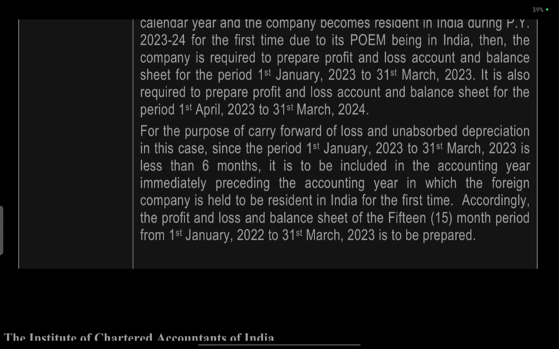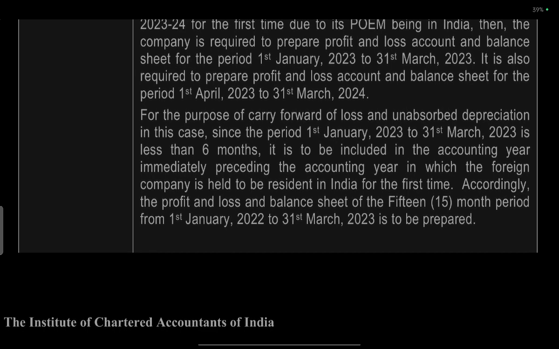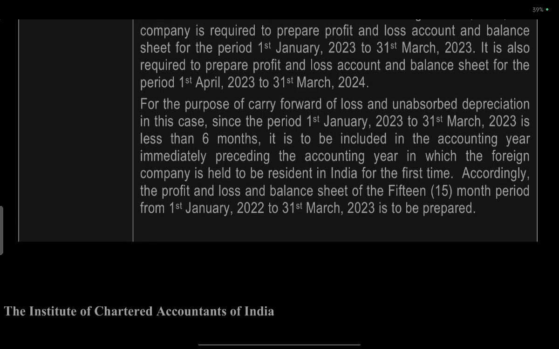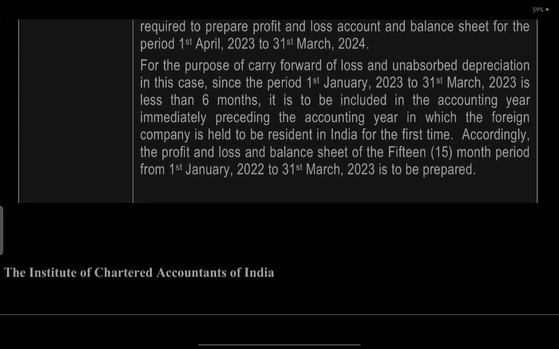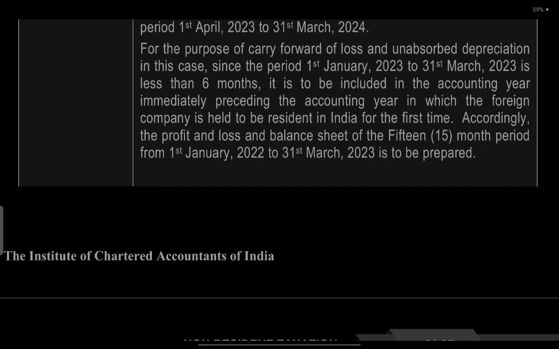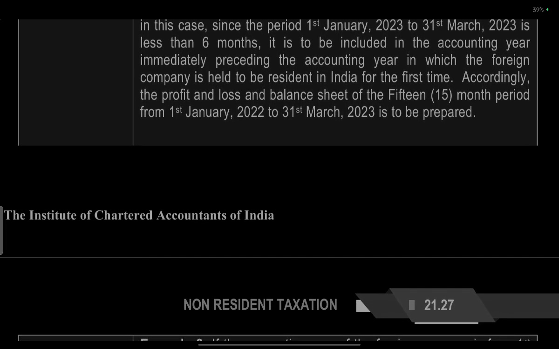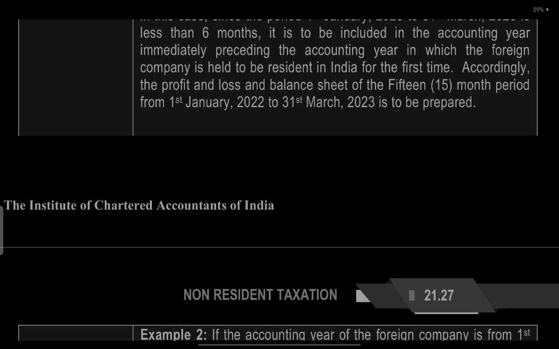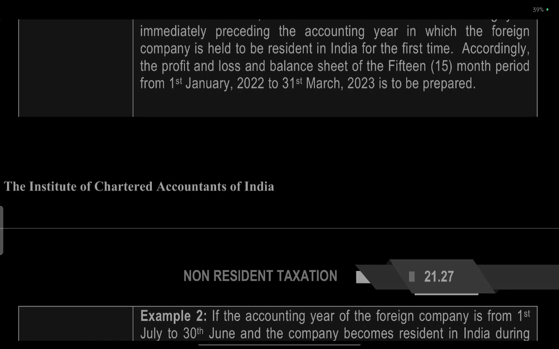Then the company is required to prepare the profit and loss account and balance sheet as per the form for the period 1st January 2023 to 31st March. It is also required to prepare profit and loss account and balance sheet from 1st April to 31st March. For the purpose of carrying forward loss and unabsorbed depreciation, since the period of 1st January to 31st March is less than 6 months, it is included in the accounting year immediately preceding the accounting year in which the foreign company is held as a resident in India for the first time. Accordingly, the profit and loss account and balance sheet of the 15 months period, 1st January 2022 to 31st March, will be presented.